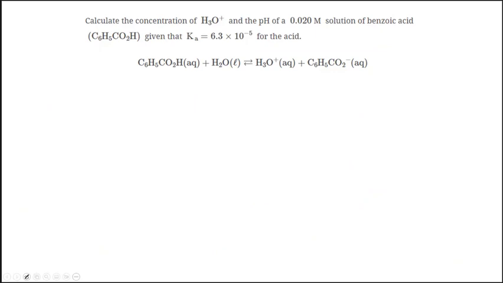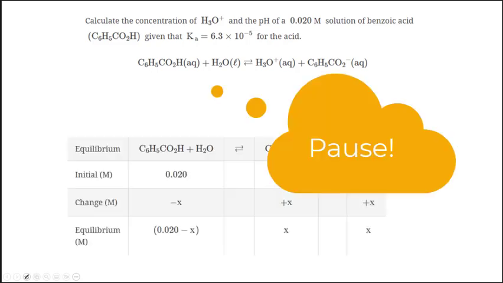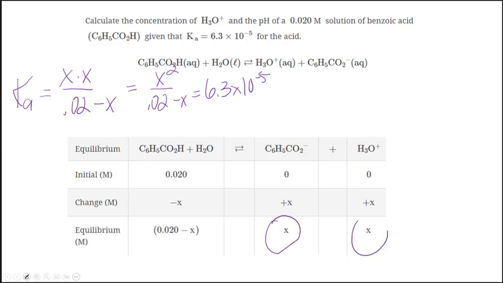Calculate the concentration of H3O plus and the pH of a 0.02 molar solution of benzoic acid, and we know the Ka. Did you set up an ice table? Now let's set up our Ka expression. Ka is equal to x times x divided by 0.02 minus x. I simplified x times x to x squared and plugged in my Ka value.